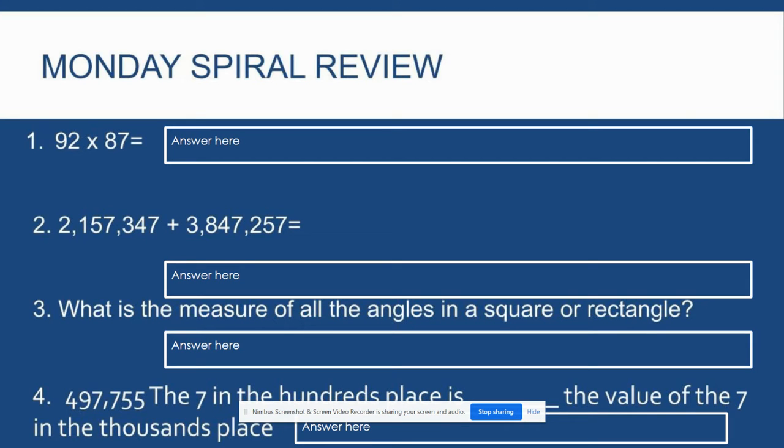Before you start your lesson, I'm adding some spiral review in there, just like when we would get back from recess and do our four problem warm up. We are going to start adding that into our lesson. So go ahead, solve these problems, and type your answers in the text box.